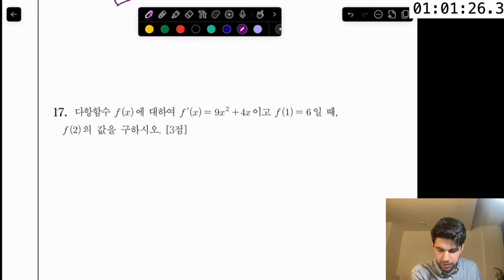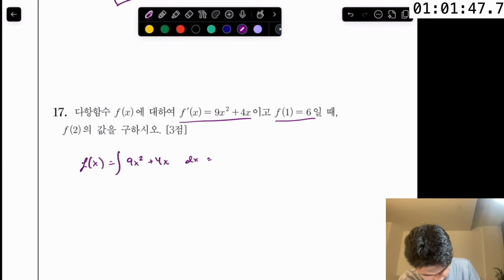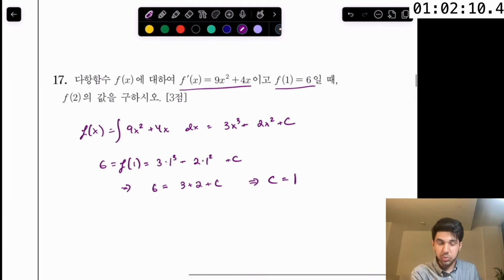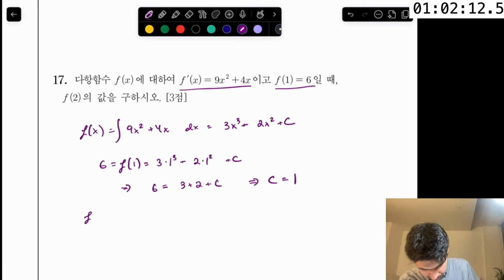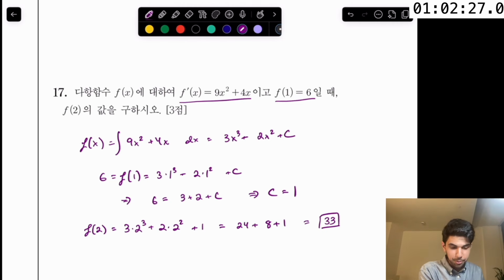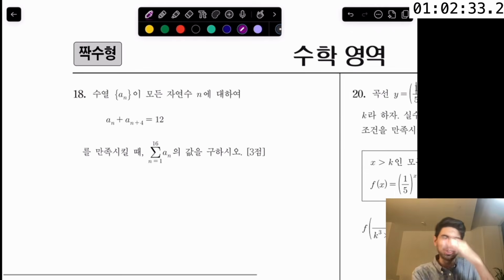All right, this seems like a pretty simple calculus question. There's some function f of x, we know its derivative, and we know f of 1 equals 6, and we just need to find f of 2. Seems like we just take the integral and then solve for c, and then plug in 2. Okay, so we have c equals 1. Now we just solve for f of 2. I think the answer is 33, and I feel pretty good about myself, but I know that feeling's not going to last long. Oh, God.